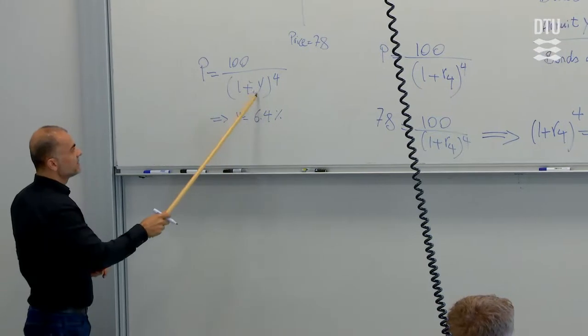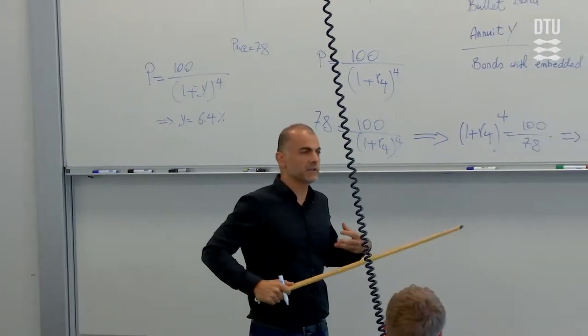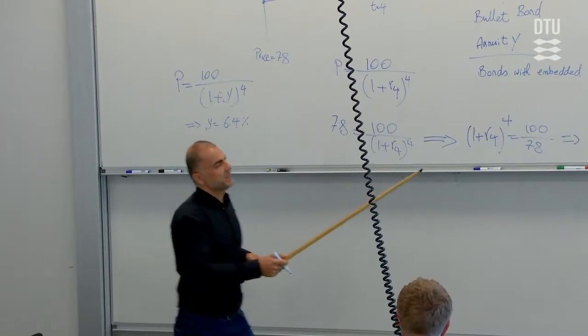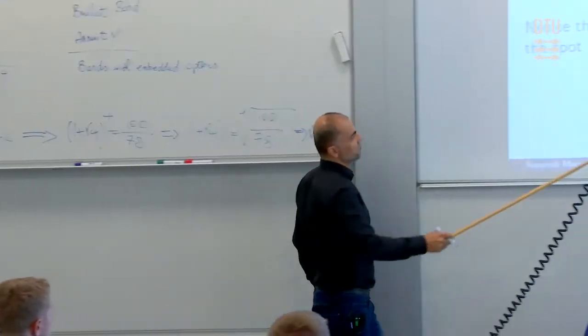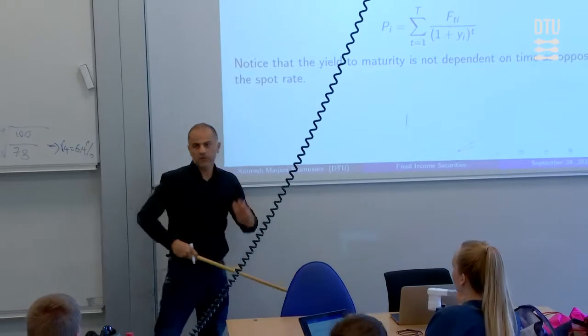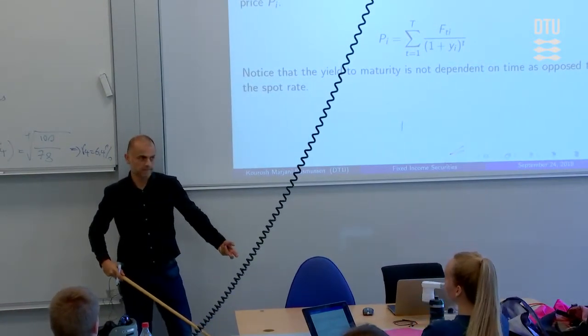But now, y is something we call yield to maturity, which has nothing to do with the bond market, so it doesn't have a time index. But actually, if you notice here, it has an index which goes with the bond. So the yield to maturity is the internal rate of return, the average rate of return of the bond, right?